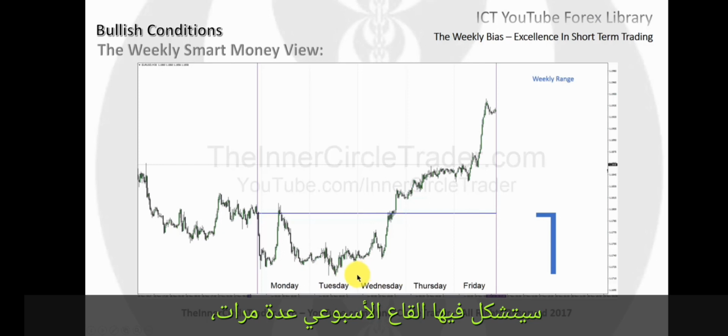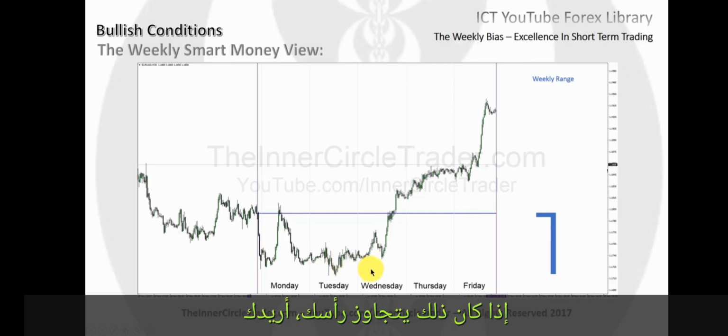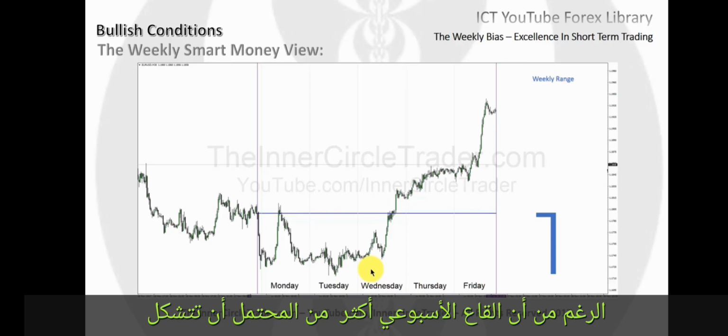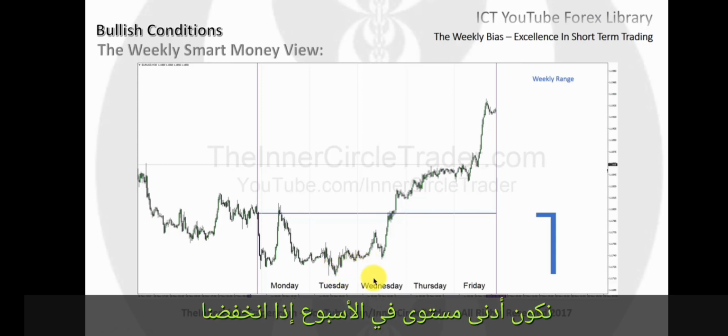Many times, it's going to be Tuesday's London Open. Okay. Now, if that's going over your head, I want you to stop and think about what I just told you. The weekly low most likely forms on Tuesday's London Open when we're bullish. If we are bullish and it does not form on Tuesday and we drop down on Wednesday, Wednesday will probably be the low of the week.